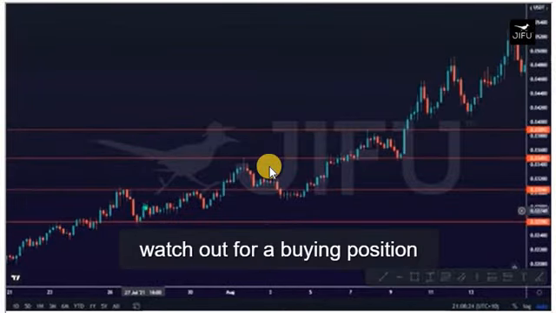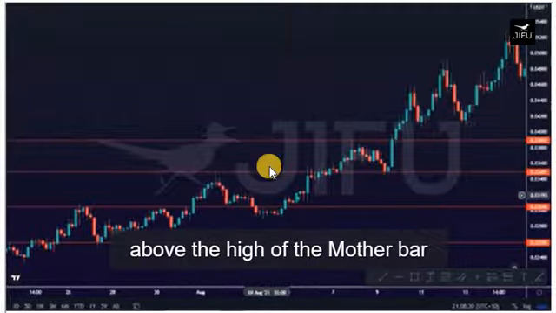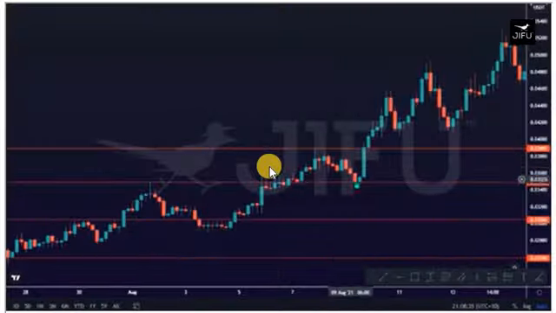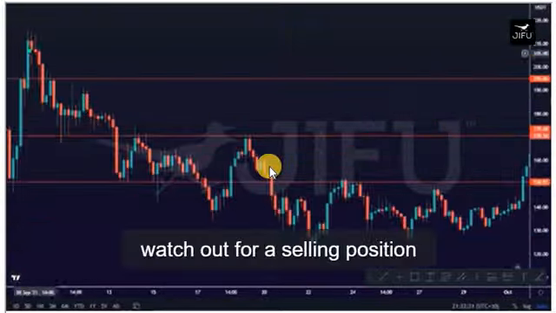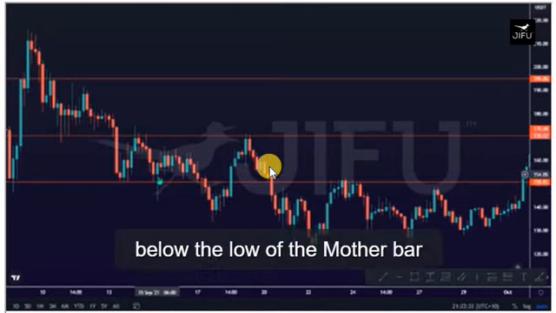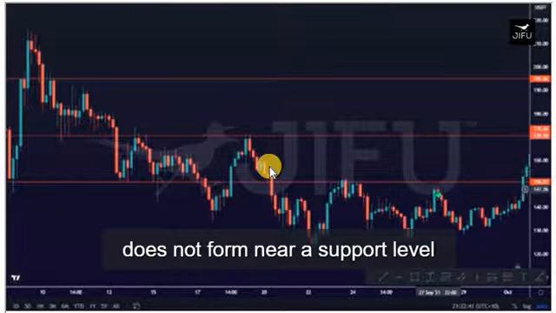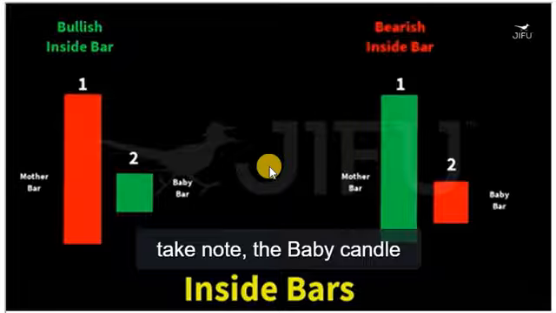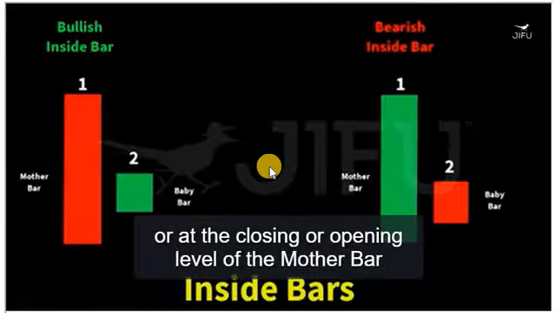Watch out for a buying position whenever the next bullish candle closes above the high of the mother bar, but make sure the bullish inside bar does not form near a resistance level. To trade the bearish inside bar, watch out for a selling position whenever the next bearish candlestick closes below the low of the mother bar, but make sure the bearish inside bar does not form near a support level. Take note, the baby candle can be at the center of the mother bar or at the closing or opening level of the mother bar.